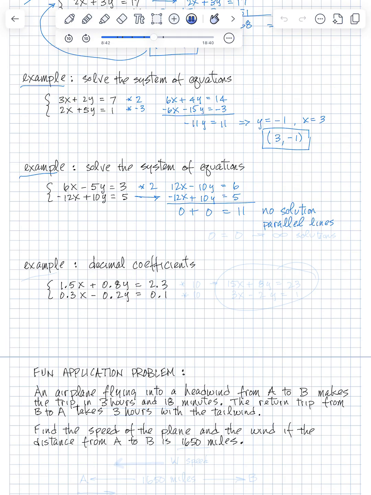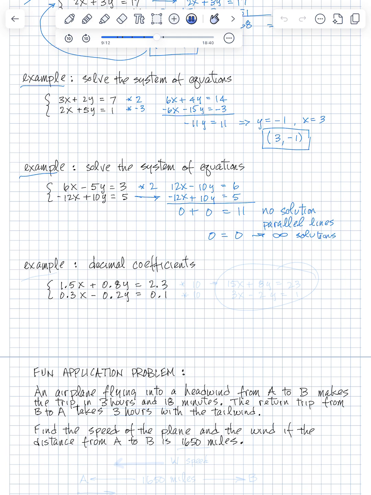So you could check it. They both have the same slope. So this is a no solution. Now, what if you get a problem that turns out 0 equals 0? Well, that's true. And what that means is you have an infinite number of solutions if you have a 0 equals 0.